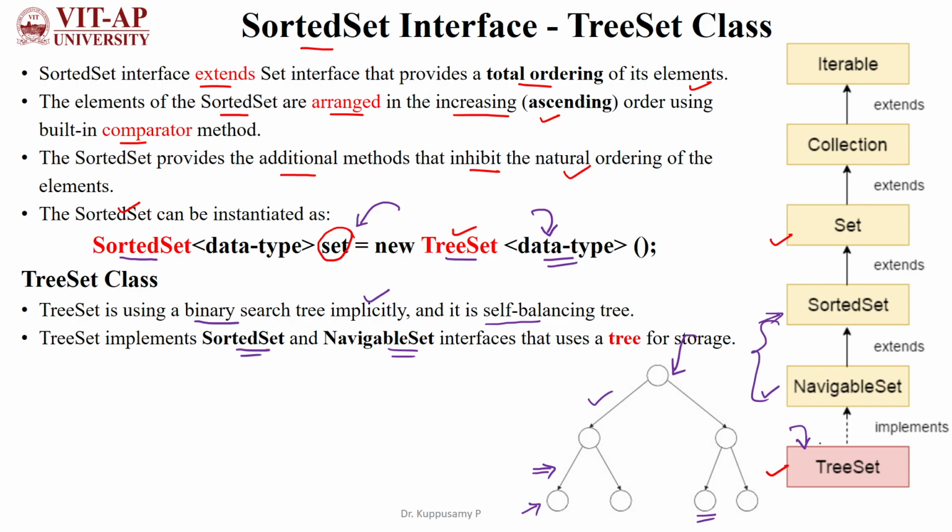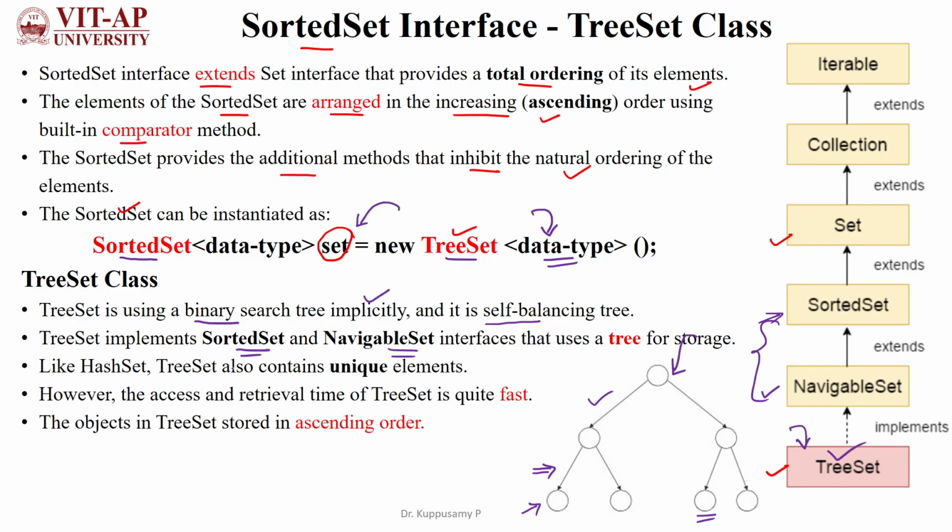Both are using the TreeSet storage for storing their elements, and also the TreeSet will store only unique elements by using the set concept like the HashSet class. However, the accessibility and retrieval time of the TreeSet elements is quite fast when compared to the HashSet class. The objects of the TreeSet will be stored in ascending order based upon the nature of the SortedSet interface.